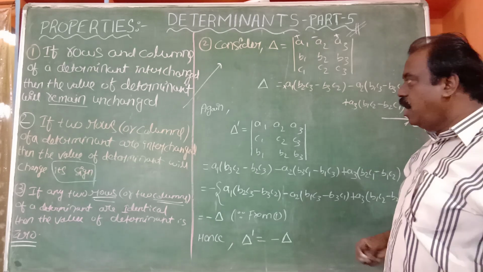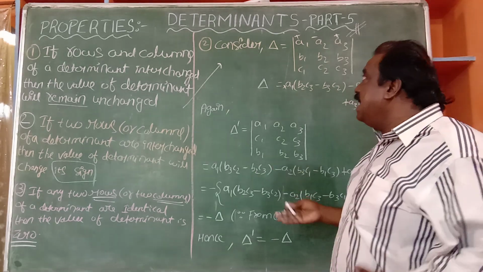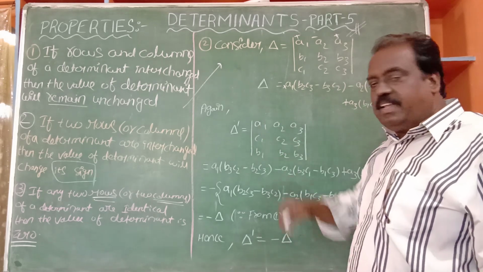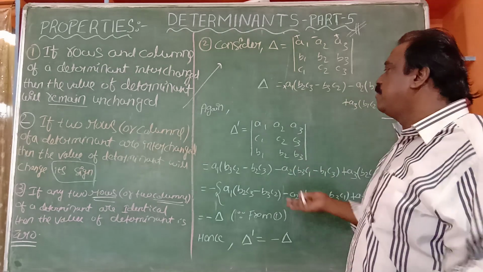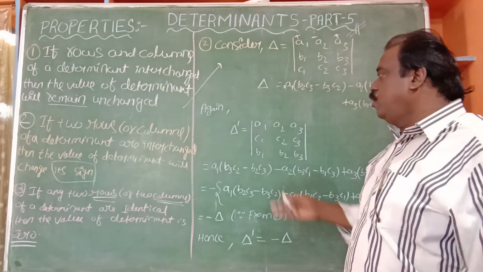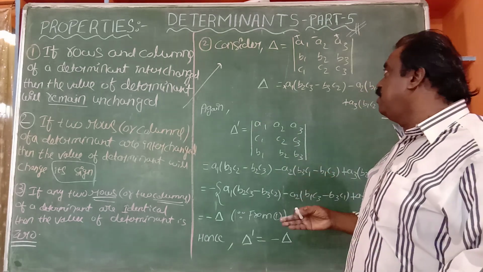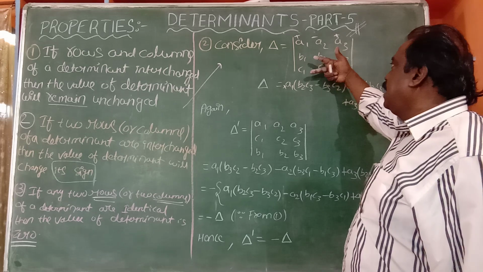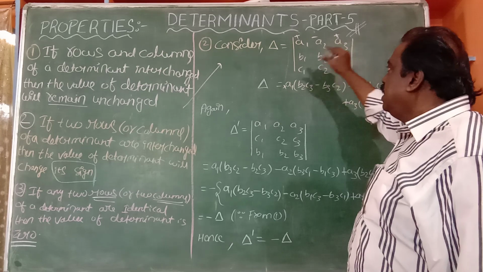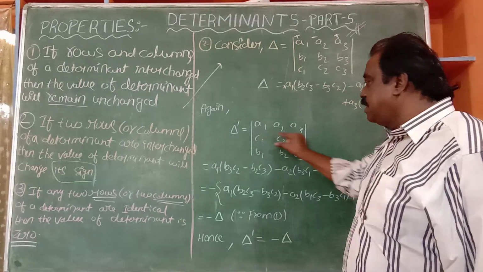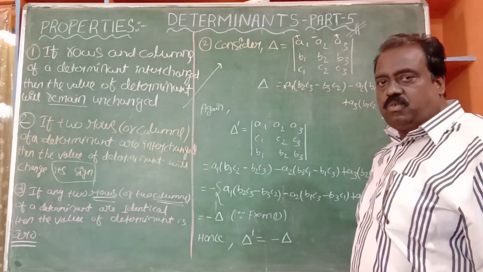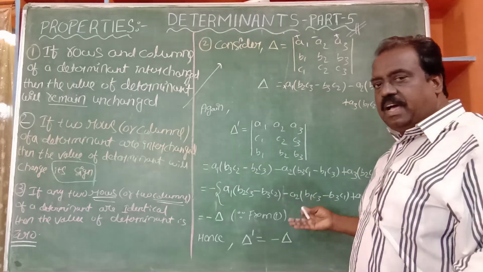Again we are considering delta dash. Delta dash does not mean transpose, there we used power T. Here delta dash means a new determinant. Here you see the second row and third row are changed. Only two rows are changed. In the place of the second row, I am writing the third row, and in the place of the third row, I am writing the second row elements. Now, what will be the determinant value?